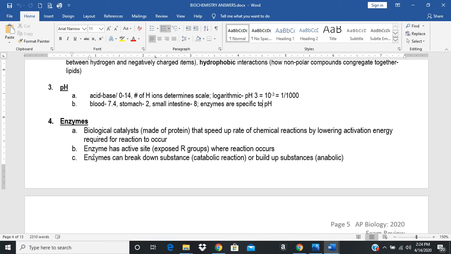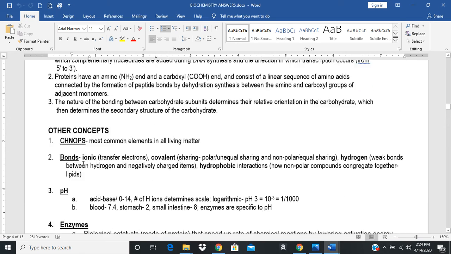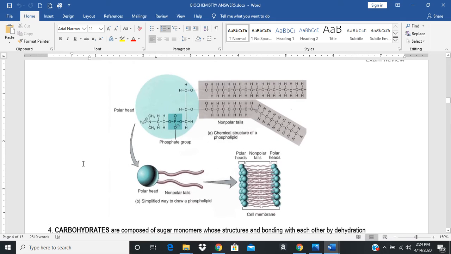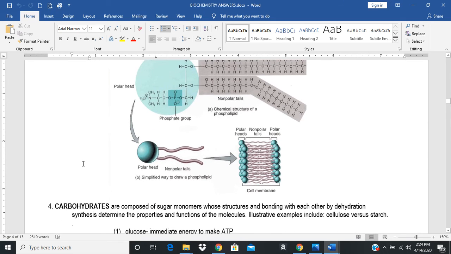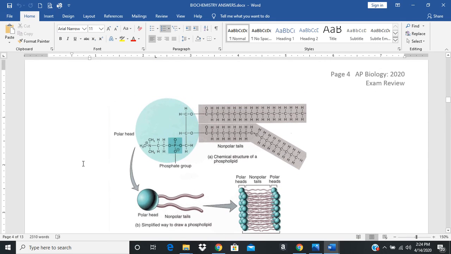All right. So that's it for this first part. We don't want to jump on too many things, but that pretty much covers the basics of what you need to know for chemistry of life and the properties of water.